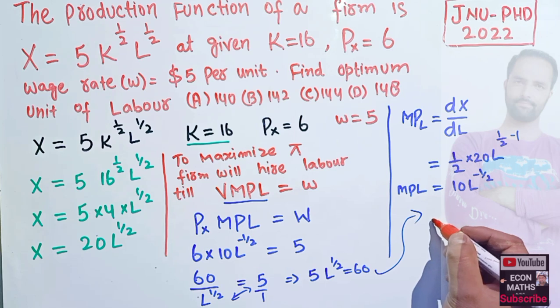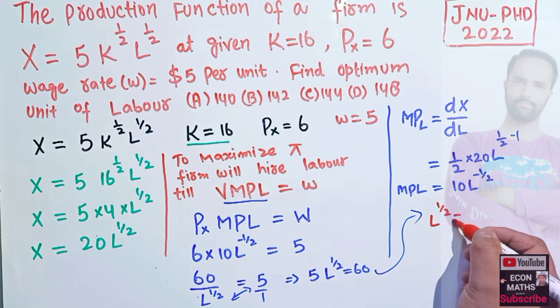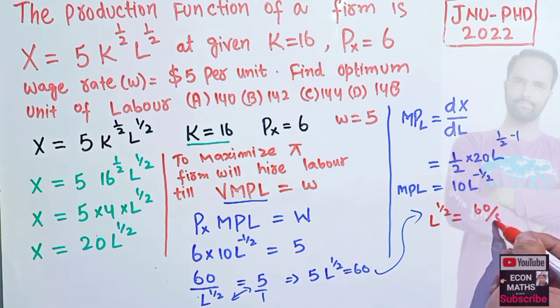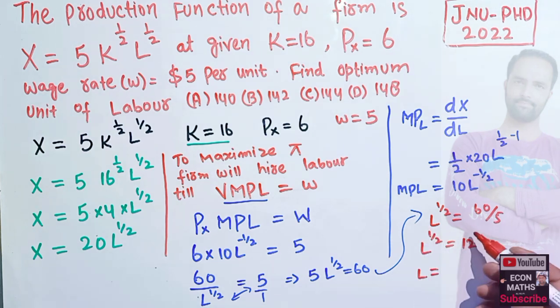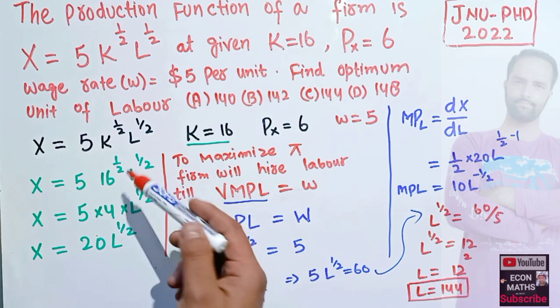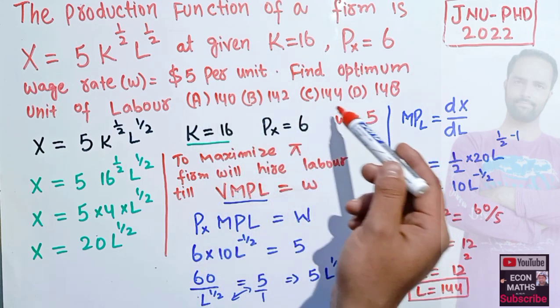So L to the power 1 upon 2 will be equal to 60 upon 5. That gives us L raised to the power 1 upon 2 is equal to 12, or L will be equal to, if I transpose this exponent, it will remain exponent but reciprocated. Okay, so if it is 1 upon 2, it will become 2 upon 1 here. So L will be equal to 12 into 12 is 144. That means optimum units of labor required will be 144. Okay, this option.